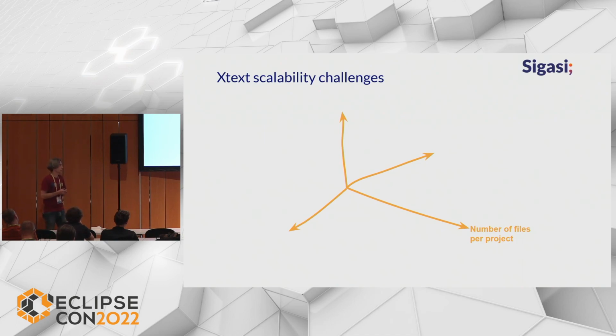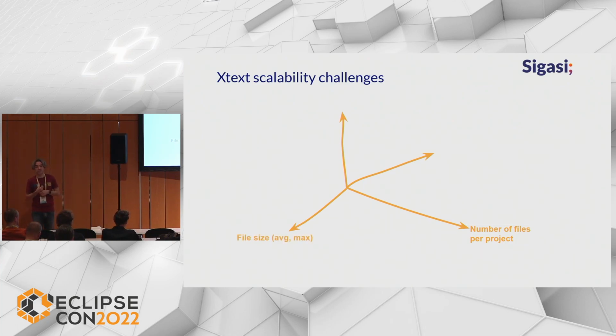One of these dimensions is the number of files per project, which roughly makes the size of a project, and which often is a considerable pain point when using Xtext. So that is something that we also had to address in the context of the Sigasi IDE products.